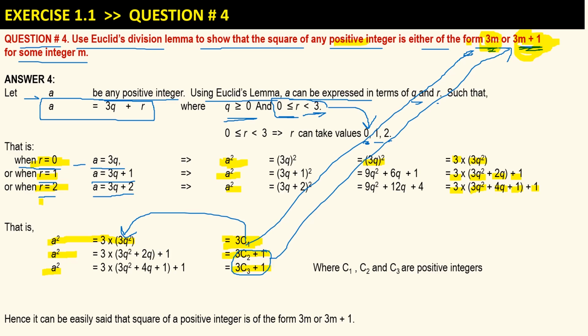Hence we can say that the square of a positive integer is of the form 3m or 3m plus 1, and hence we have solved the question.